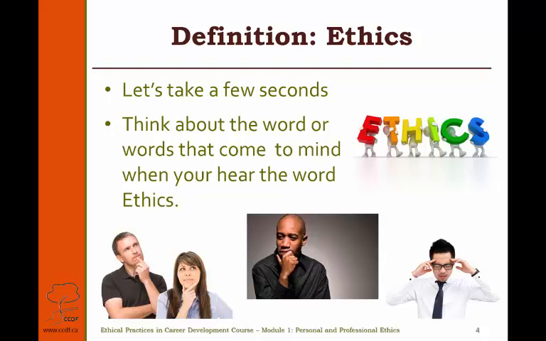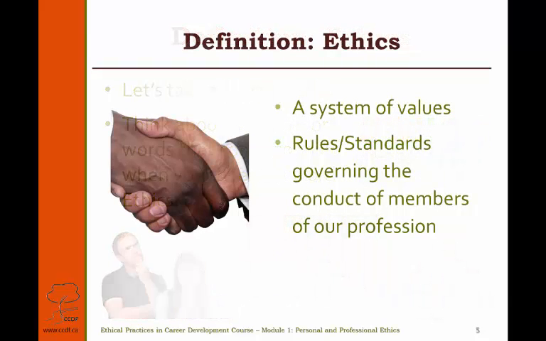It denotes a theory of right action. It asks questions like, how should people act? What do people think is right? How do we take moral knowledge and put it into practice? And what does right even mean? Here are some definitions of ethics. Simply, ethics is a system of values, but it can also mean rules governing the conduct of members of a profession. These definitions imply that ethics are a set of standards that guide our behavior and our decision-making, both personally and professionally.